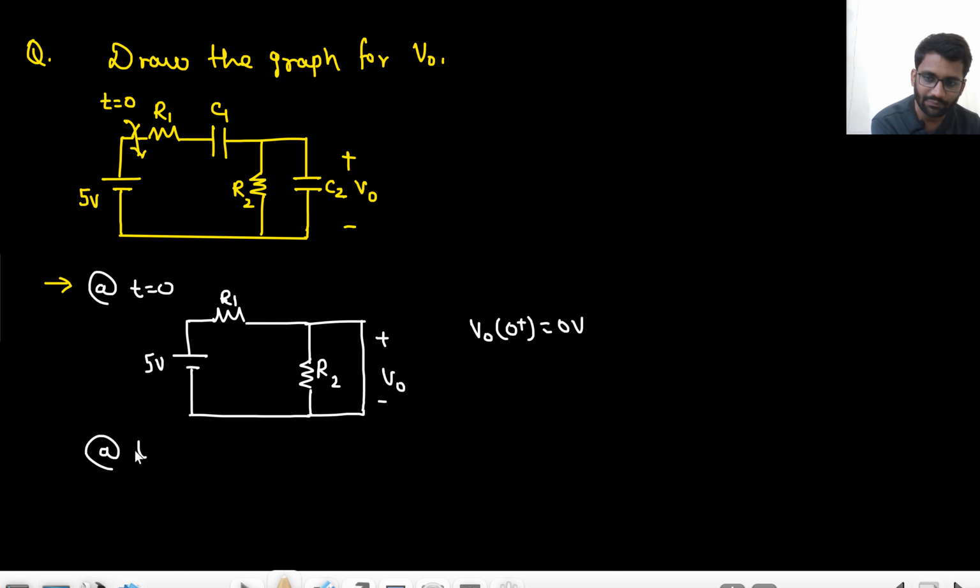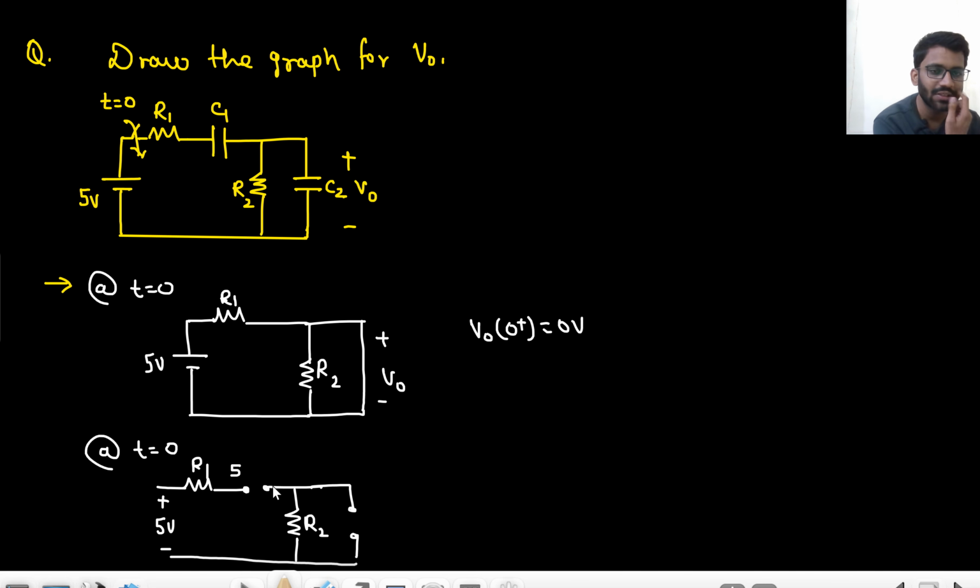At infinity, this is open ended. This is R2. This will be open ended as well. And here I have 5 volt. Any ambiguity? If this is 0, this will be 5. Can you define the potential of this? Yeah, I can define the potential of this because here there is 0 current, so this is giving me 0 voltage drop. So this will be 0 only. This will be 0 and this will also be 0.